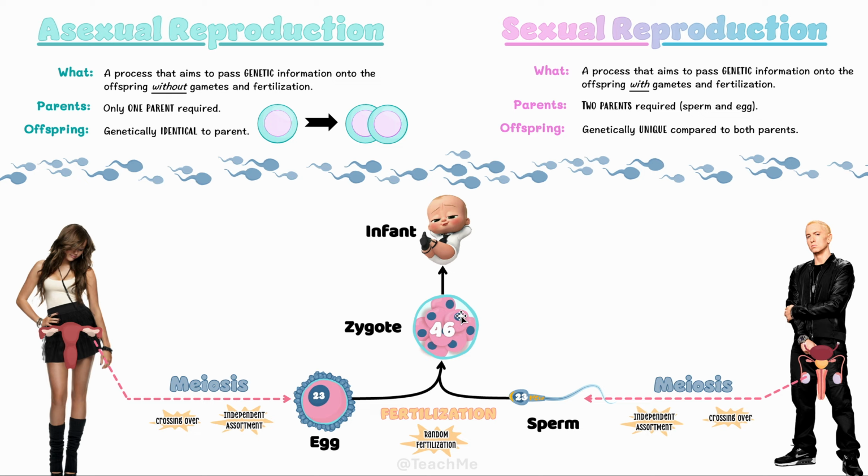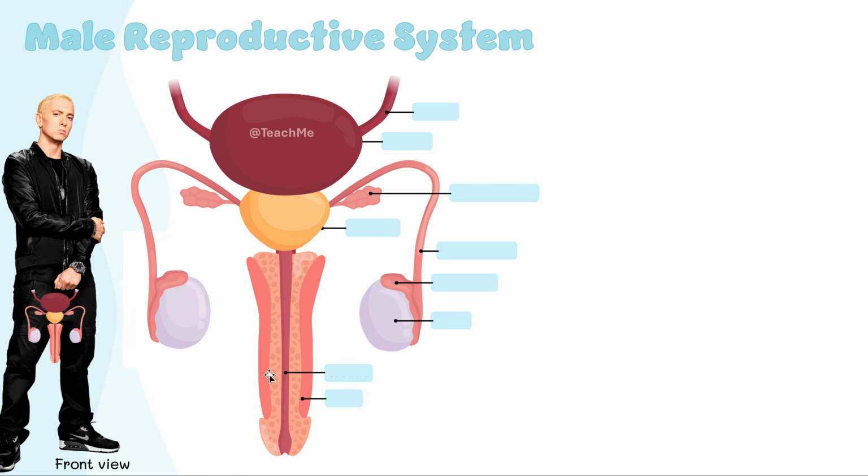All 3 of these things add up to the idea of making a genetically unique cell, a genetically unique baby. From this point on, we're going to dive into the details of the reproductive systems, the male and the female reproductive system. First, let's go ahead and start with the male one. What we have here is a zoom-in version of Eminem's private area, specifically the front view.